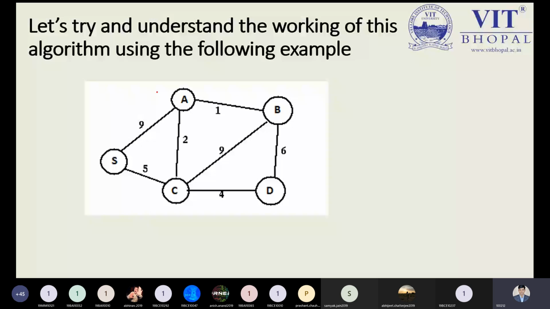Now for understanding the Dijkstra algorithm, I am telling everyone, please use paper and pencil, because this is a most important algorithm. Please use paper and pencil for solving this question, and make this graph on your paper. And now see, this is an undirected graph.